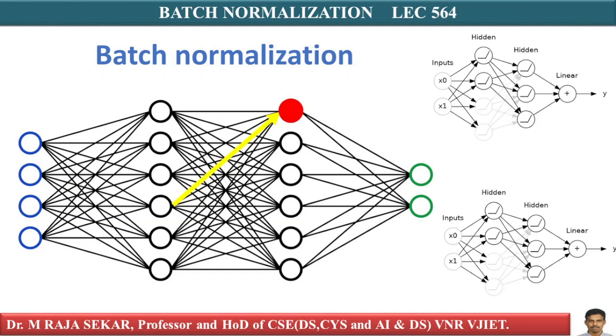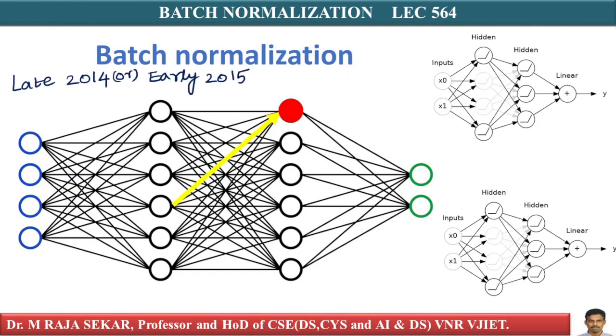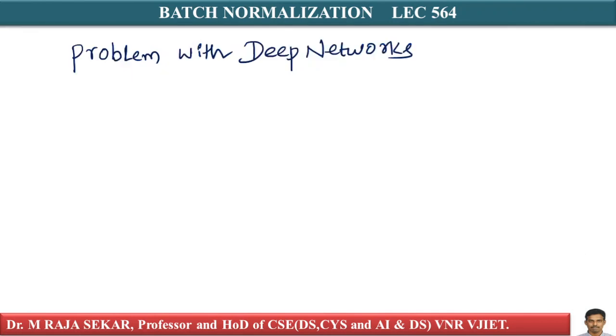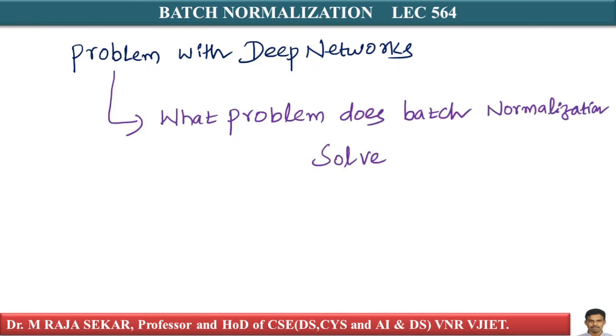So, batch normalization is another very interesting idea in deep learning. I think it was discovered around 2015, if I am not wrong, probably late 2014 or early 2015. So it is a very interesting idea. Let me explain the problem that we have with deep networks. What problem does batch normalization solve?